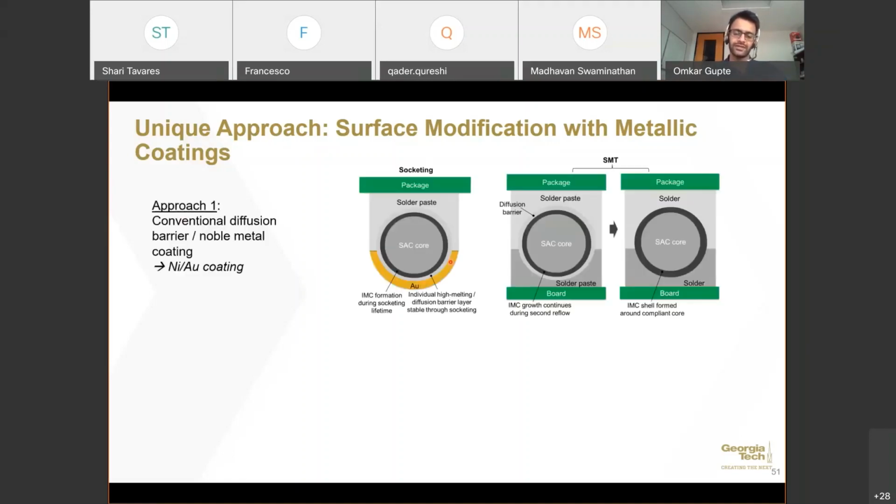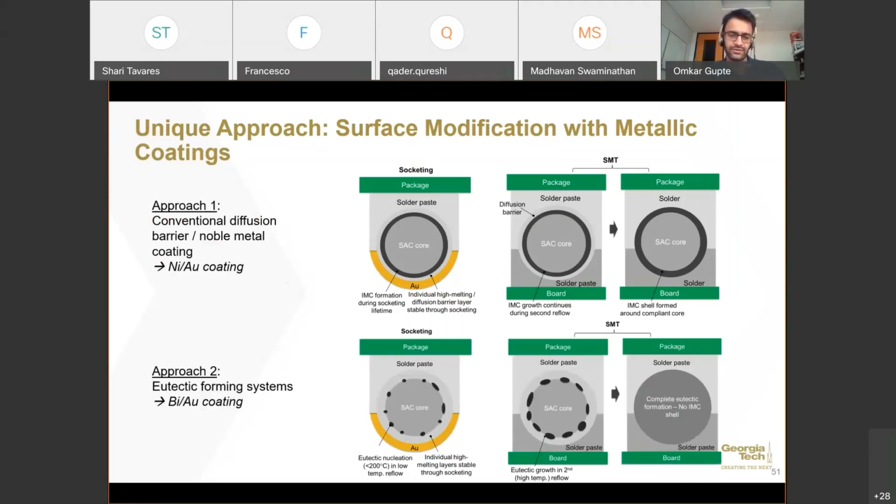So we essentially take a solder ball and coat it with a multi-layered coating, such that it can be used in both socketing and SMT applications. And for that, we have two approaches. First is an approach where we use a conventional diffusion barrier noble metal coating, such as a nickel gold coating. And a second, more innovative approach where we use a bismuth gold coating, which essentially forms a eutectic system between the solder core and the coating.